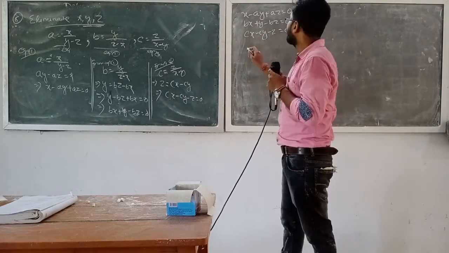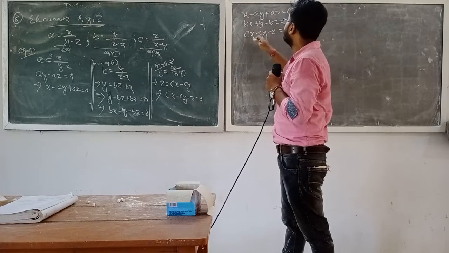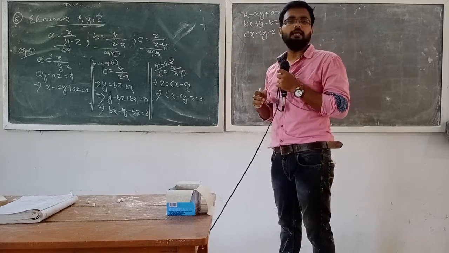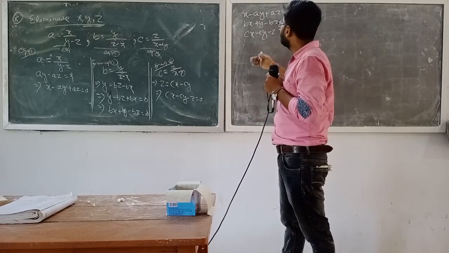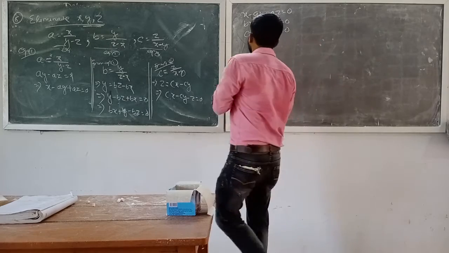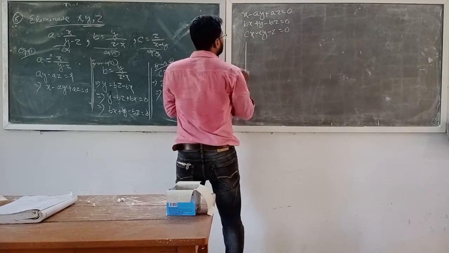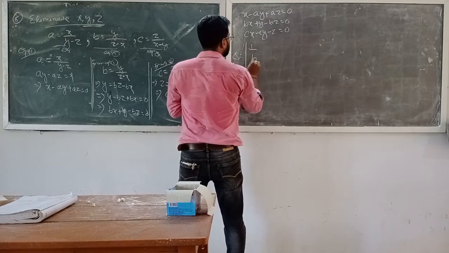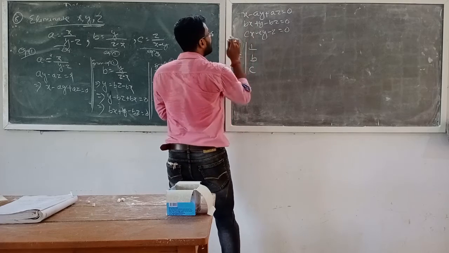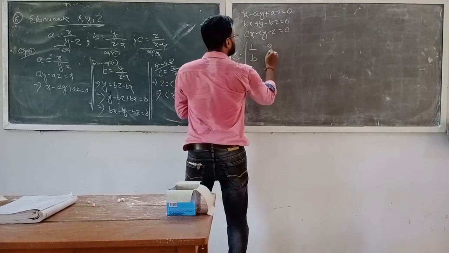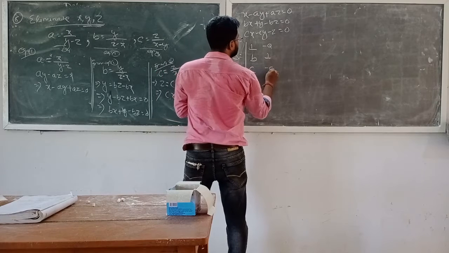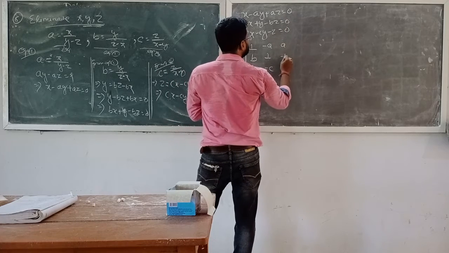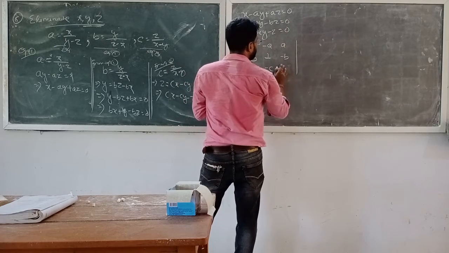Now this can be written in determinant form using the coefficients of x, y, z. Coefficient of x is 1, b, and c. Coefficient of y is minus a, 1, minus c. And coefficient of z is a, minus b, minus 1.